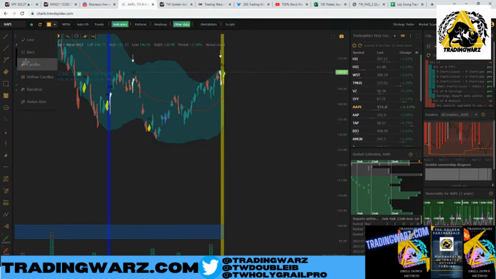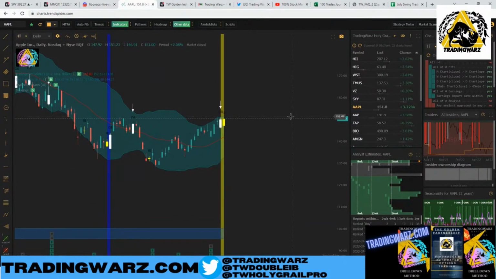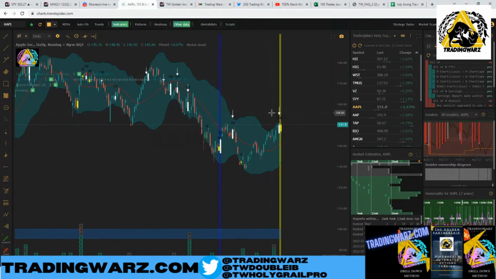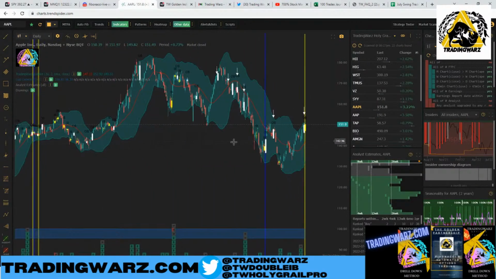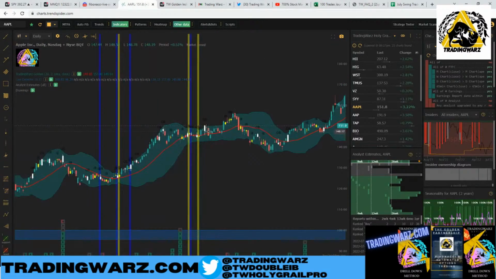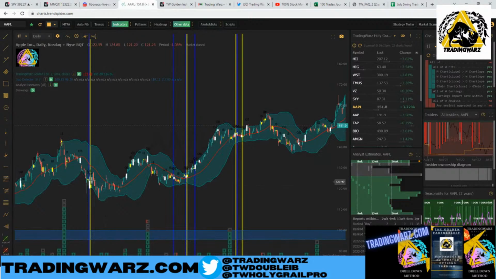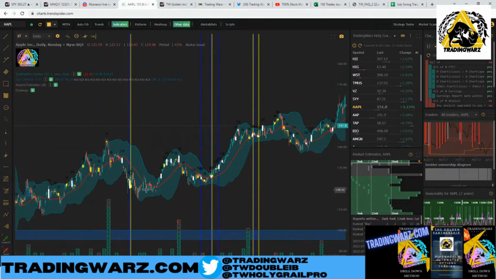Let me just go ahead and switch these to candles. So what's the Holy Grail? The Holy Grail is an outside bar followed by an inside bar. It's a very rare pattern. You can see the last time we had a Holy Grail for Apple was back here on August 10th, 2021, which led to a big rally in the coming days. We even had one back here, which was a massive rally, and this one was a little bit of chop. This one here, a nice little rally and then into a decline.